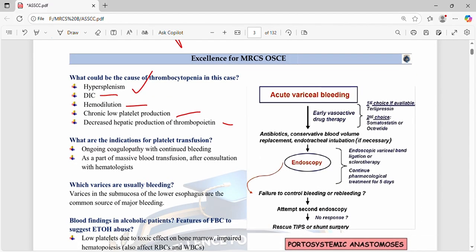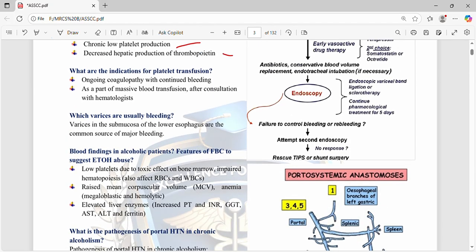What are the indications for platelet transfusion? Ongoing coagulopathy with continued bleeding is part of massive blood transfusion, after consultation with the hematologist. So you have to give it in 1:1:1: FFP, packed red blood cells, and platelets. Which varices are usually bleeding? Varices in the submucosa of the lower esophagus are the common source of major bleeding.